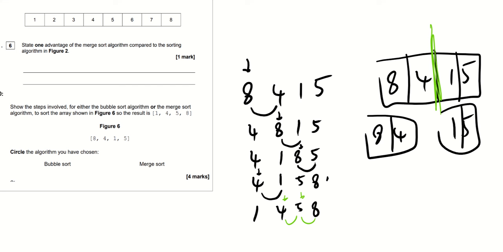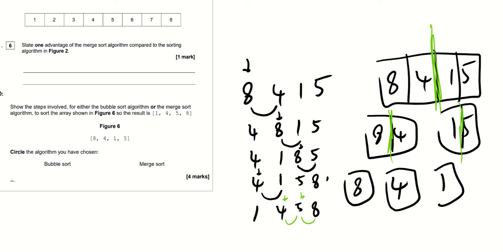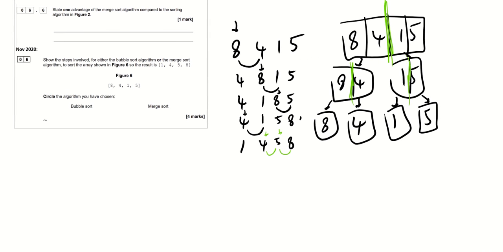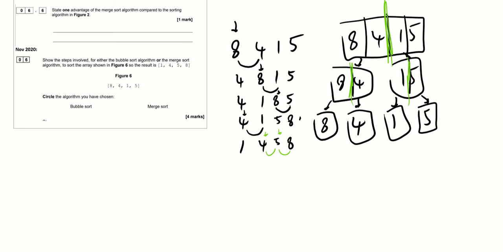And then what we do is we chop them in half again. Chop those in half. So now we have 8 on its own singular list, 4 on its own singular list, 1 on its own list, and now we've got 5 in its own, okay? And if you wanted to represent it, you could use arrows as well to show 8 goes to here, 4 goes to here, 1 goes to there, and 5 goes to there. So now that we've broken them down to their individual formats, we can now build them back up.